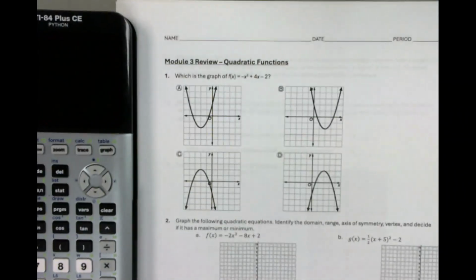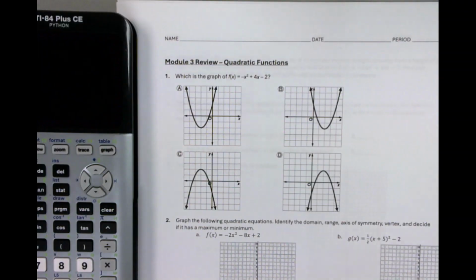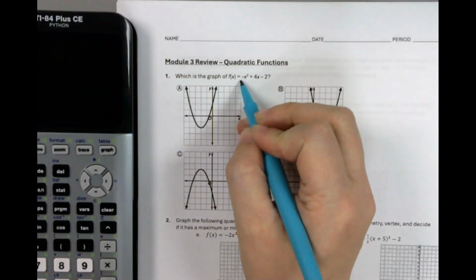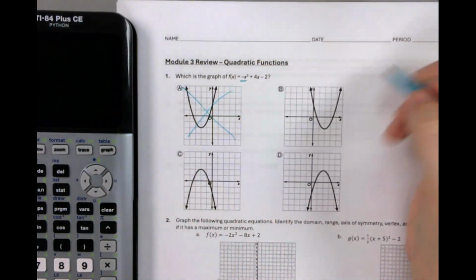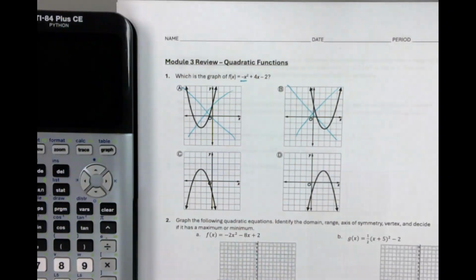So our first problem, which is the graph of f of x equals negative x squared plus 4x minus 2. There are a few things that you should be able to pick out very, very quickly, because we all know what a negative number in front of here does. That flips it upside down. So it's already not going to be A, and it's already not going to be B.